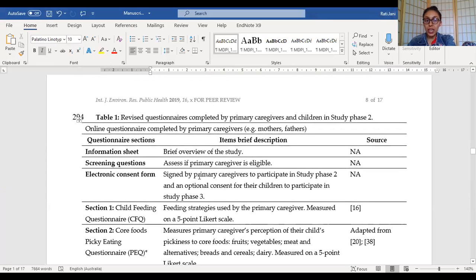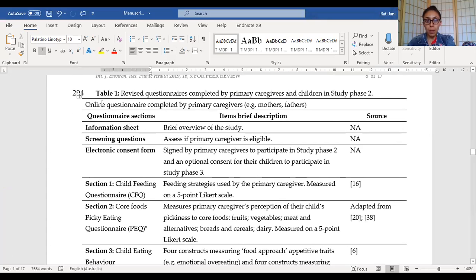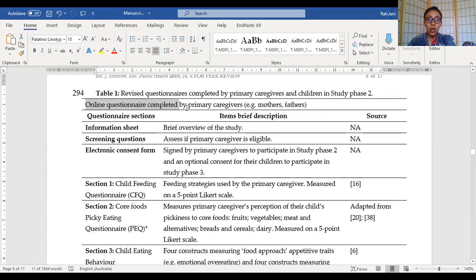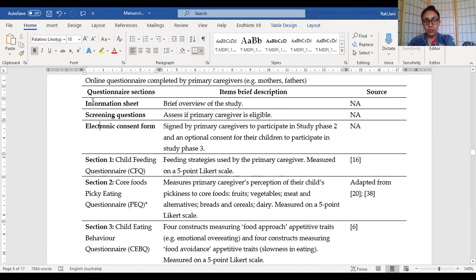So guys, this is what a skeleton structure of a questionnaire looks like. If you see over here, this is for one of my manuscripts, where I have said that this is, for mine it was, and for you also it will be, an online questionnaire completed by so and so. Then I give details about the questionnaire sections. My questionnaire started with the information sheet, screening questions, consent form. Yours will not have all of these. Yours will not have these 3 things.